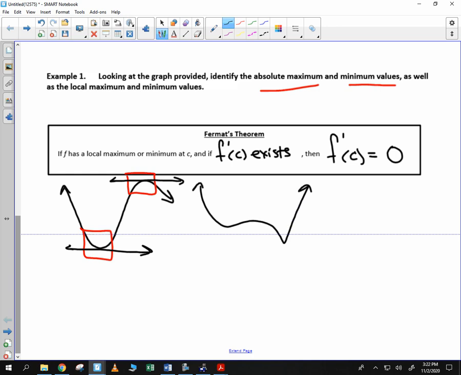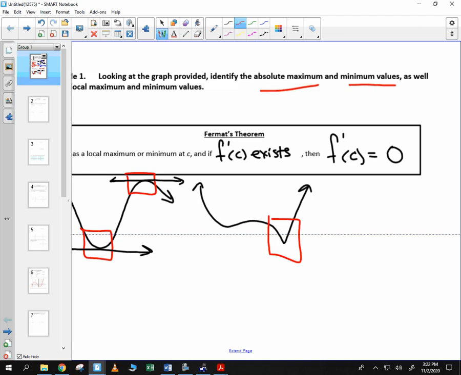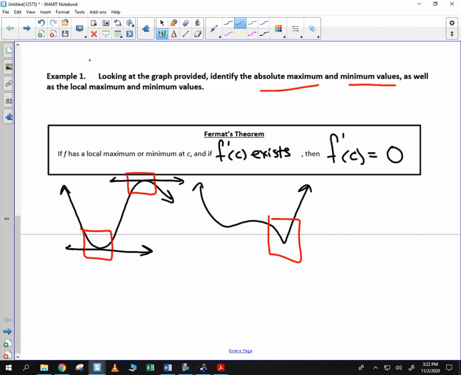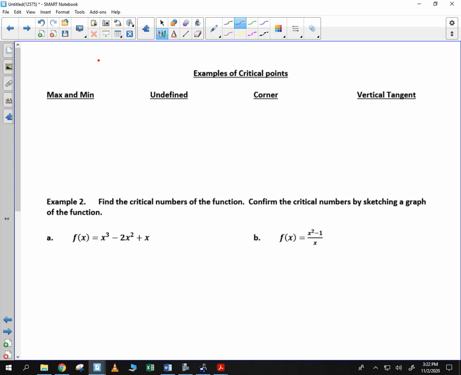Here's a local min right here. And the derivative is not 0, because the derivative does not exist because it's a corner. So when we find the derivative equal to 0, we find these local maxes and local mins, and it ends up being really helpful. So critical points, as we talked about, you have that type of spot.